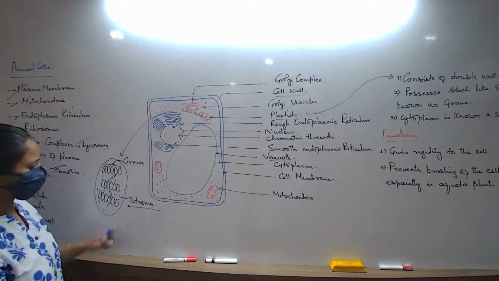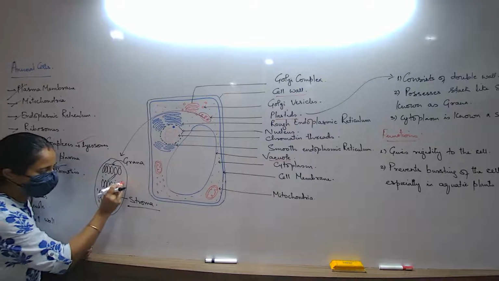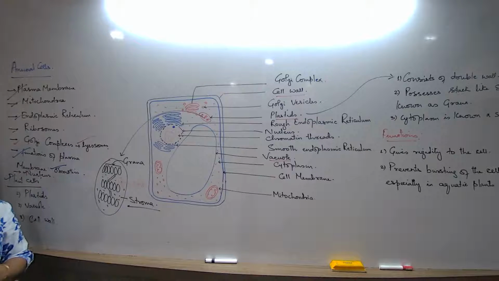एक प्रॉपर्टी जो प्लास्टिड में है जो बाकी सारे ऑर्गेनल्स में नहीं है: it has its own DNA. Plastids has its own DNA. एक और ऑर्गेनल हमने सीखा था which has its own DNA. कौन बोले?